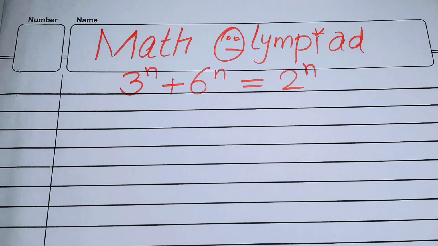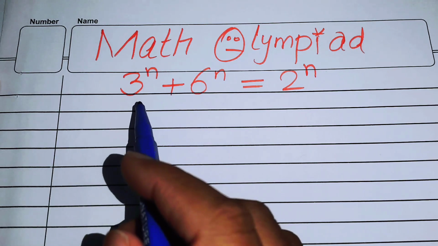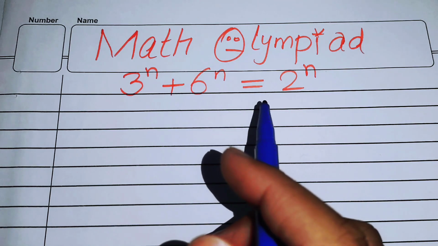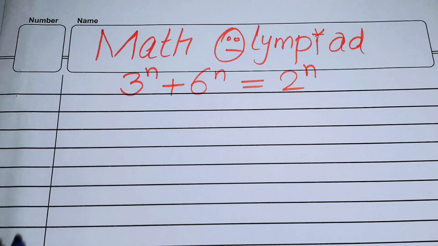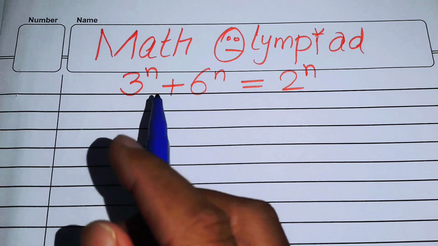In this video we are going to solve this nice algebra problem, and here we have 3 to the power of n plus 6 to the power of n equals 2 to the power of n, and we will solve this problem for the real values of n. So the very first thing we are going to do is focus on both of the sides, and you have 3, 6 and 2.